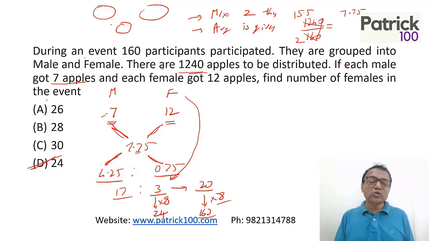You can form equations also and solve, assuming the number of females is x and the number of males is 160 minus x. That is also fine. But if the numbers are complicated, sometimes alligation becomes much faster.